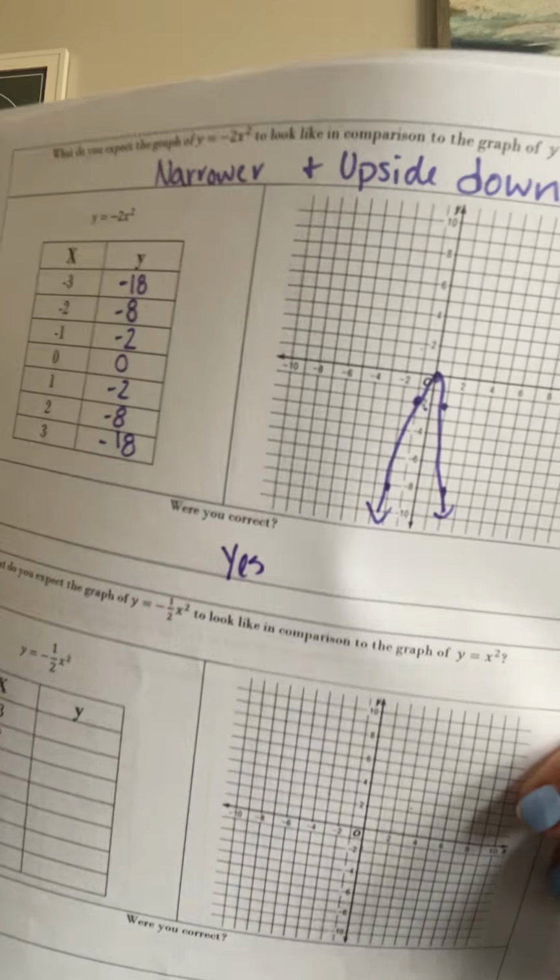So negative 2, negative 8. Negative 1, negative 2. 0, 0. And I was correct. I ended up with an upside down parabola that is much skinnier than the ones we did yesterday. All right, the next one says, what do you expect the graph of y equals negative 1/2?